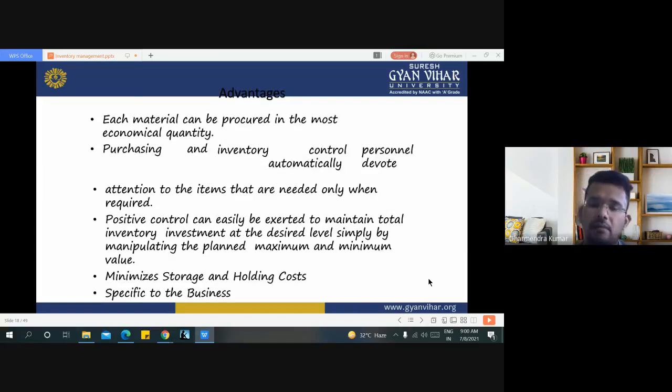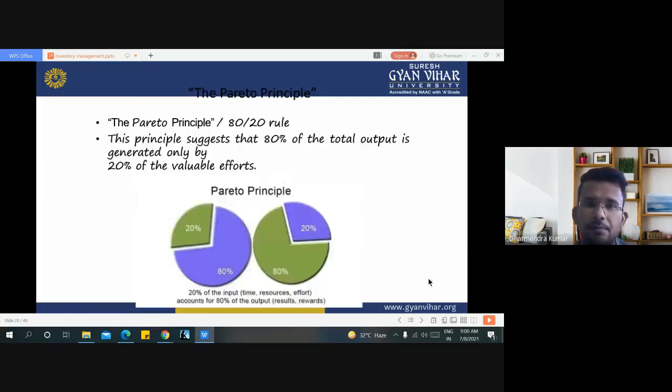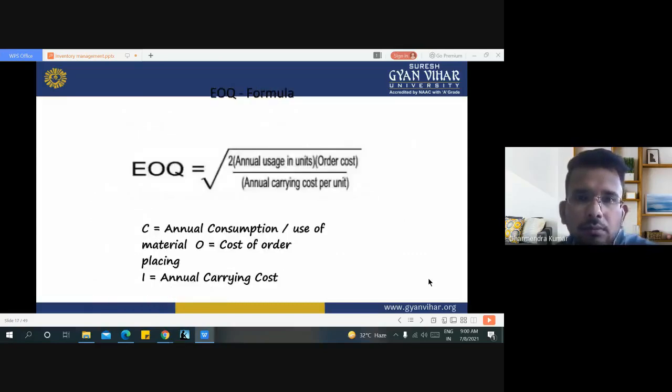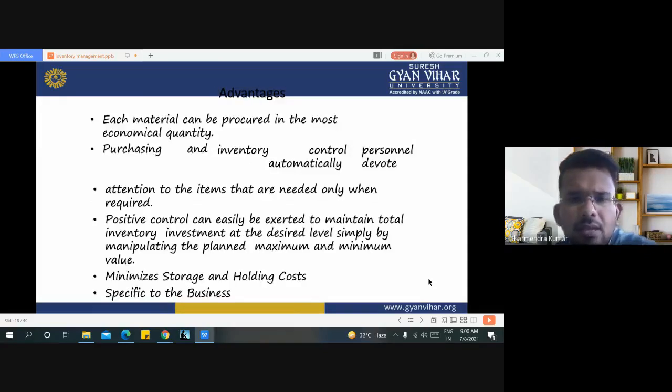This is the various advantages of economic order quantity.